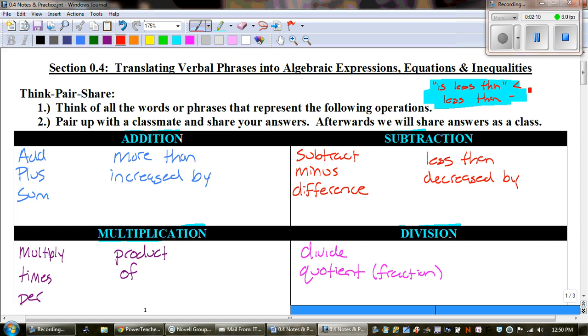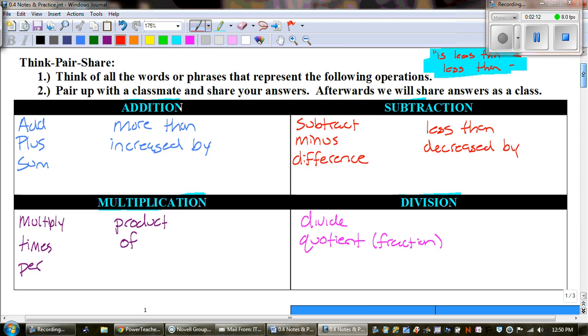All right, multiplication. Multiplication, we have the words multiply, times, per, product, and of. And then for division, we have divide and quotient. And when I write a fraction, it would look like this: 2 divided by 3, or the quotient of 2 and 3. That's what that would look like. Okay? Now, if you still need time to write those down, go ahead and pause the video. Otherwise, we're going to move on.